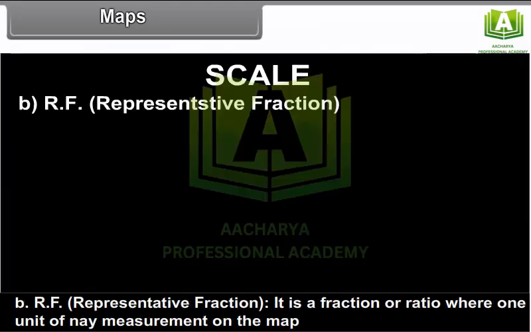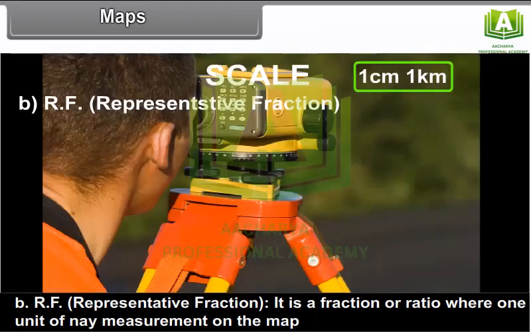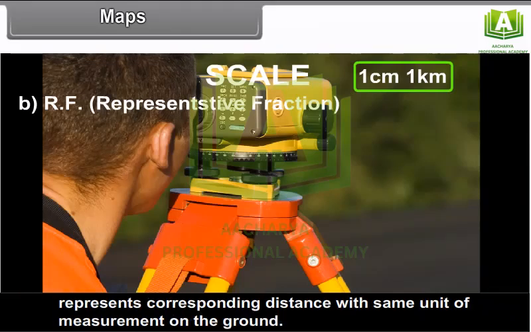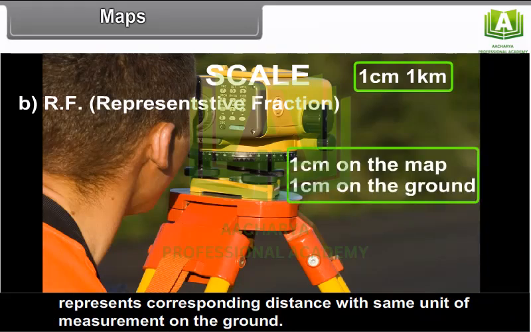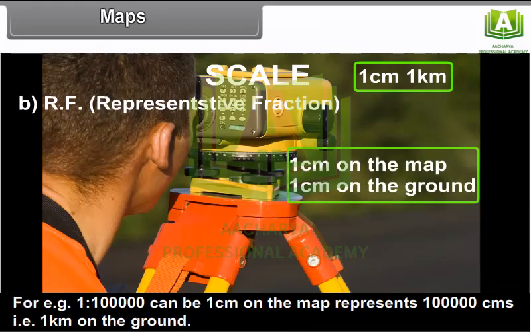B. RF, representative fraction. It is a fraction or ratio where 1 unit of any measurement on the map represents the corresponding distance with the same unit of measurement on the ground. For example, 1:1 lakh means 1 centimeter on the map represents 1 lakh centimeters, that is 1 kilometer on the ground.